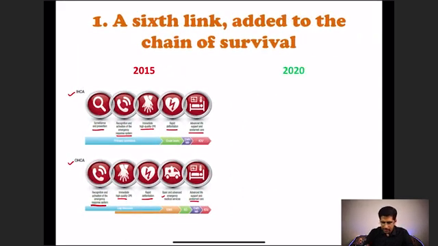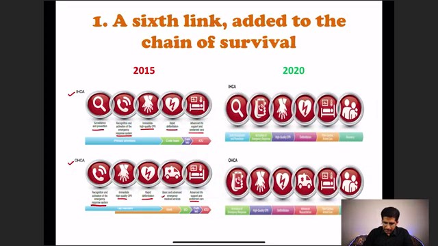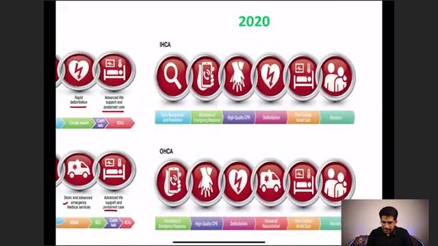Now in 2020, what AHA has done, they have added a 6th link which is called recovery. So after post cardiac arrest care, the 6th link is recovery for both IHCA as well as OHCA. This is important for your medical examination, mainly your MCQs.